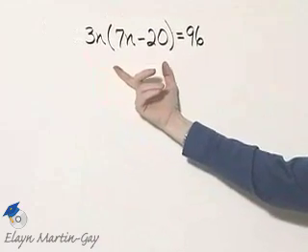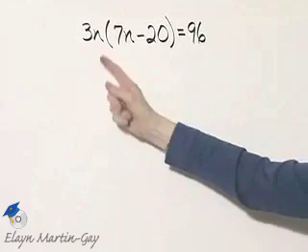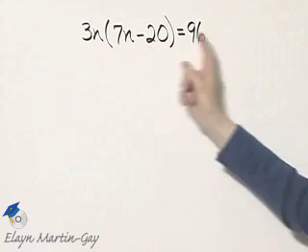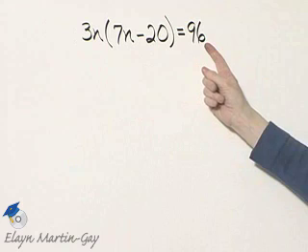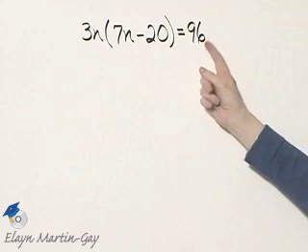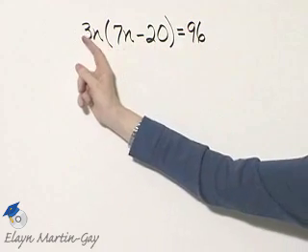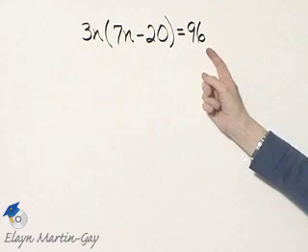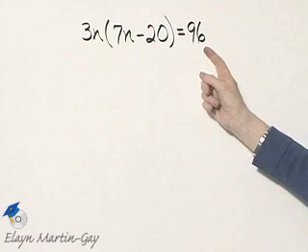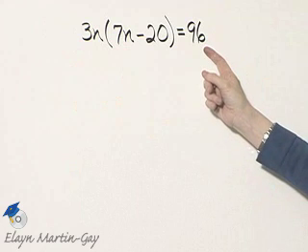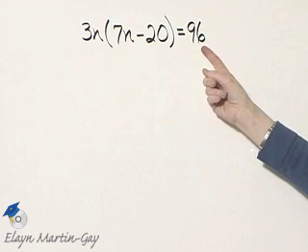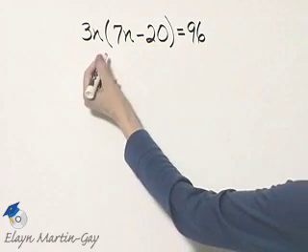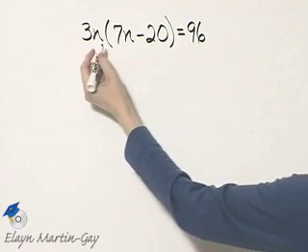Now, by the way, there is a temptation here to set 3n equal to 96 and this other factor equal to 96. We can only do that when one side of the equation is a factored polynomial, which it is here, and the other side is 0. It's the zero factor theorem, so this side must be 0. So we're going to have to just multiply and move the 96 over and write it in standard form.